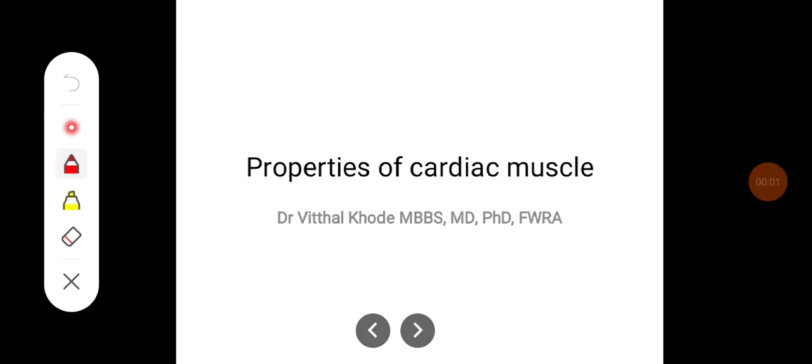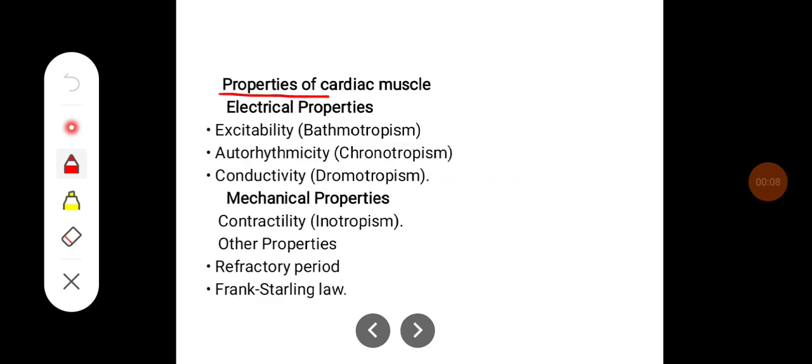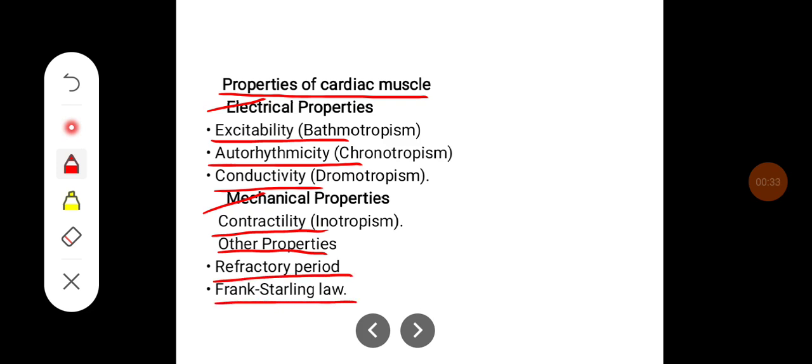Hello everyone. In this class, we'll try to understand the different properties of cardiac muscles. The properties of cardiac muscle, that is electrical and mechanical properties, are as follows. Electrical properties are excitability, which is called bathmotropism, autorhythmicity, chronotropism, and conductivity, dromotropism. Whereas mechanical properties are its contractility, that is inotropism, and other properties like refractory period and Frank Starling law.